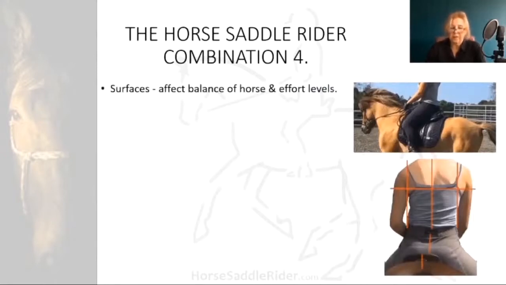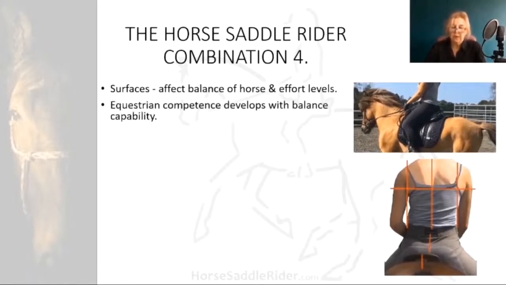Surfaces affect the balance of the horse and effort levels. Competence develops with balance capability. And what that means, in other words, is that performance will develop and progress along with the capability for maintaining balance with every step. And that is with varying gait, terrain, speed, and direction. And this is why it takes years to train a horse to competence within their discipline.